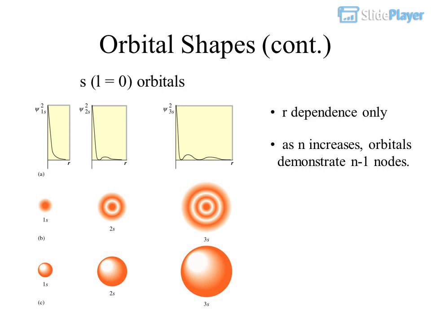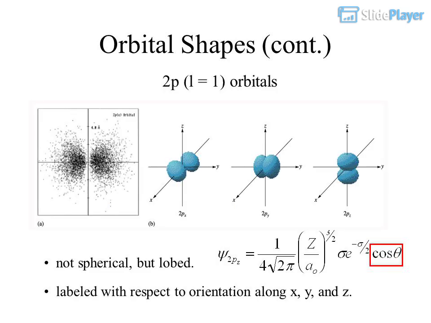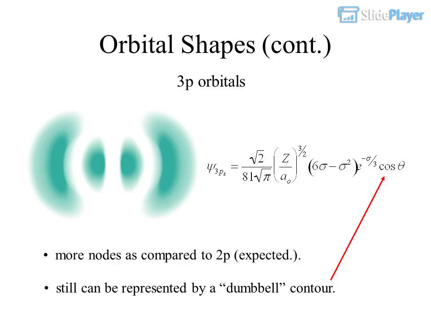Orbital shapes, continued. s orbitals, l equals 0, are dependent on r only. As n increases, orbitals demonstrate n−1 nodes. 2p, l equals 1, orbitals are not spherical, but lobed, labeled with respect to orientation along x, y, and z. 3p orbitals have more nodes as compared to 2p, as expected, but can still be represented by a dumbbell contour.